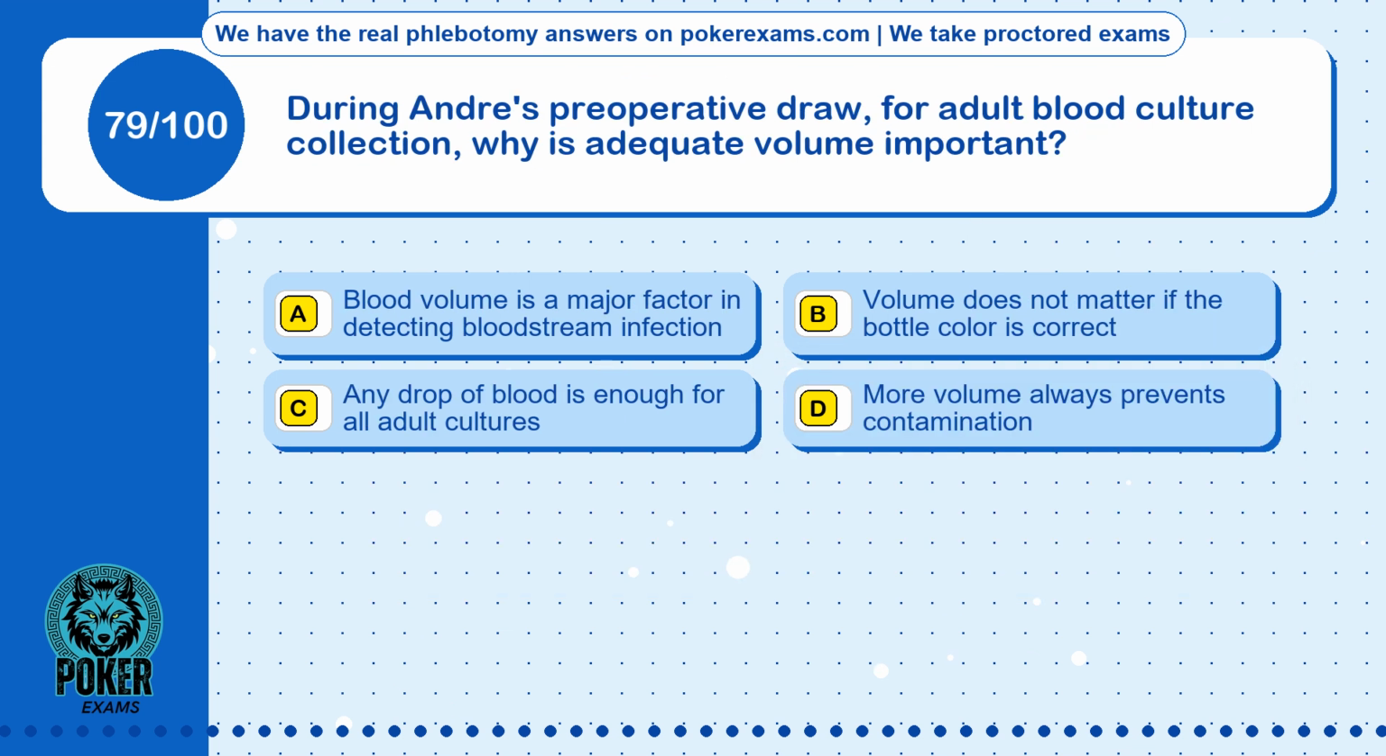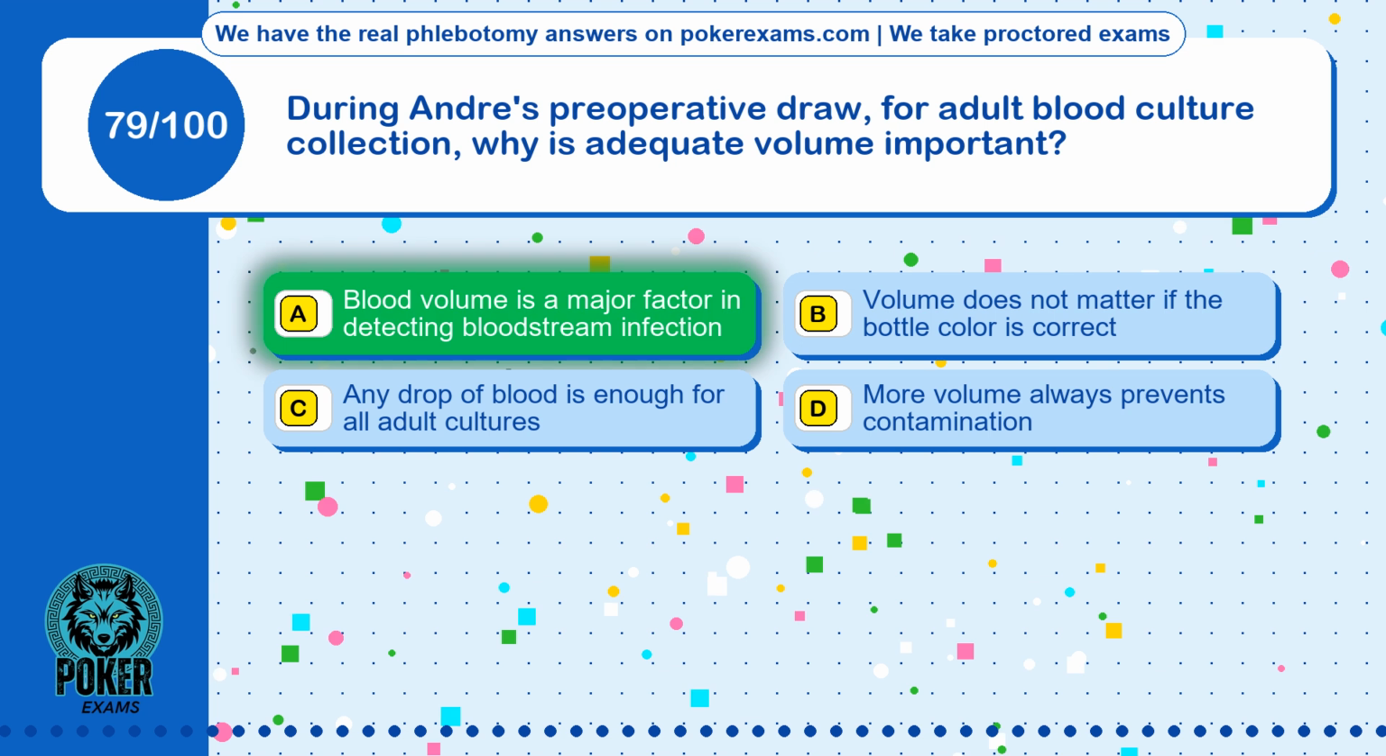Question 79. During Andre's preoperative draw, for adult blood culture collection, why is adequate volume important? Option A. Blood volume is a major factor in detecting bloodstream infection. Option B. Volume does not matter if the bottle color is correct. Option C. Any drop of blood is enough for all adult cultures. Option D. More volume always prevents contamination.